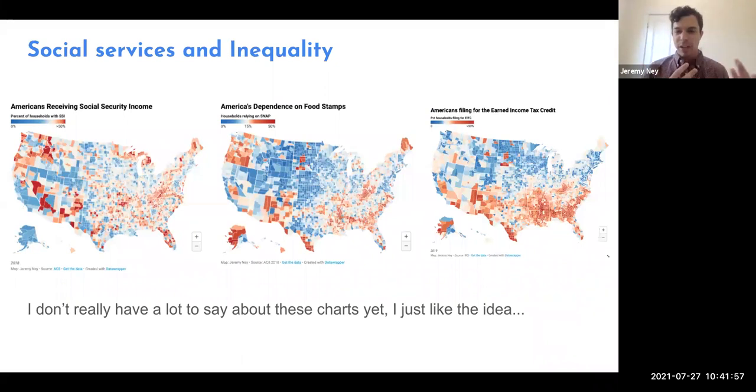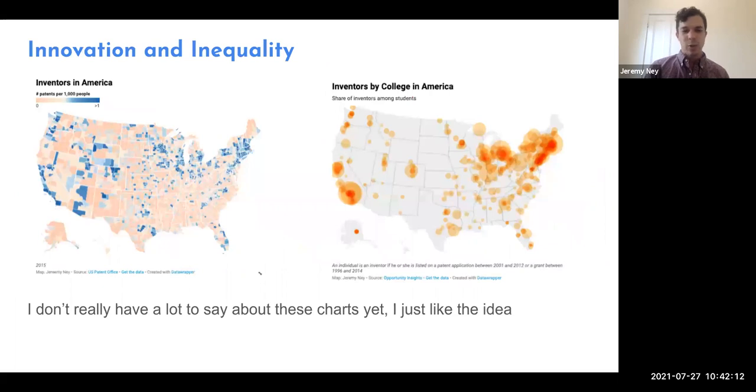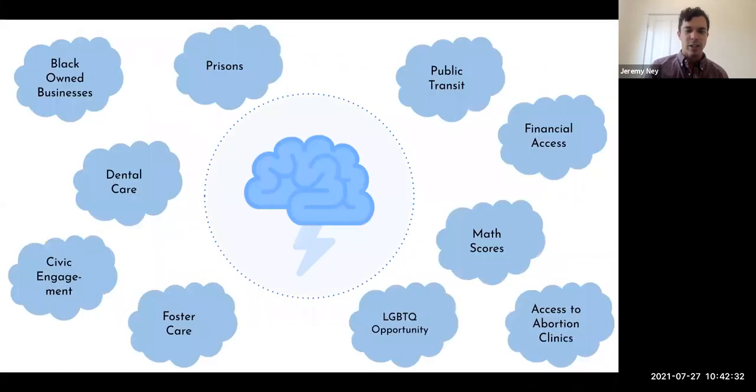Part of my process is I basically find a data source first and then figure out what the article will be afterwards. So these are maps on social services, Social Security income, SNAP, the Earned Income Tax Credit. This was another cool data set that I found from the US Patent Office, which is where in America are most people filing for patents. Given that people are probably equally distributed smart-wise across America, why do we see these really intense pockets of patent issuing? And perhaps trying to correlate that with other factors.